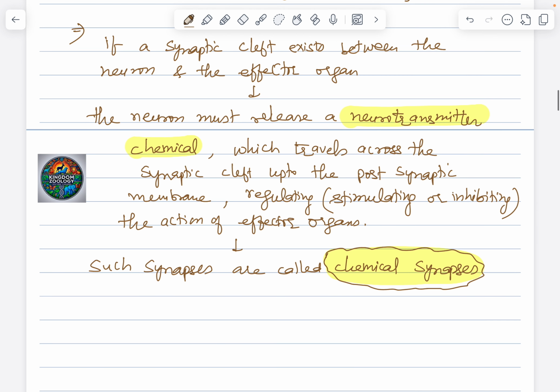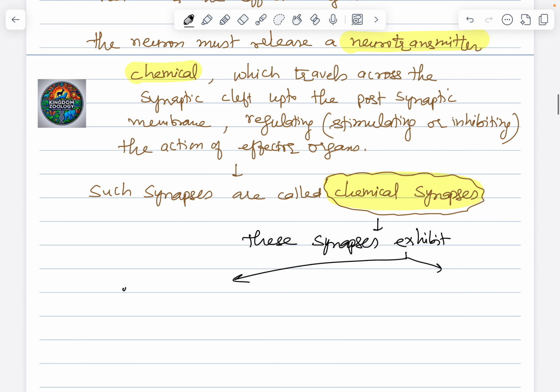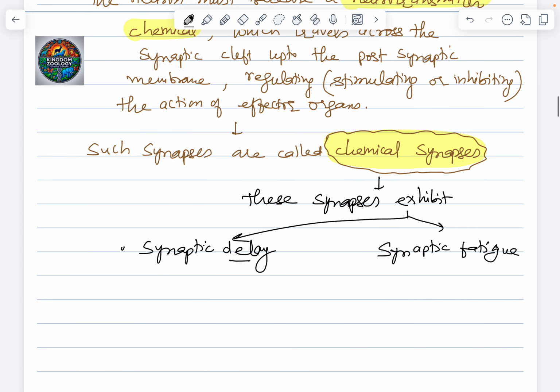Now there are two problems, we can say, or properties of the chemical synapses. The chemical synapses exhibit two properties. What are those properties? Number one, synaptic delay. Number two, synaptic fatigue. What is the meaning of these terms?